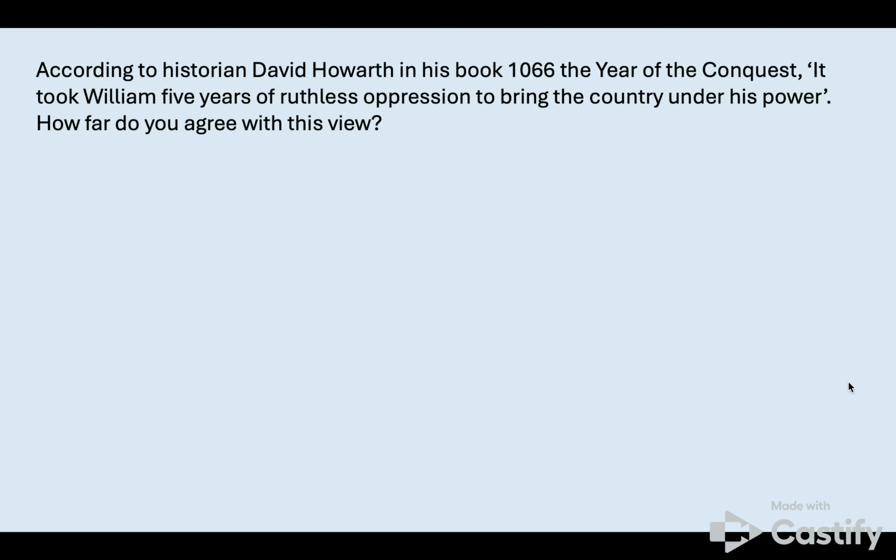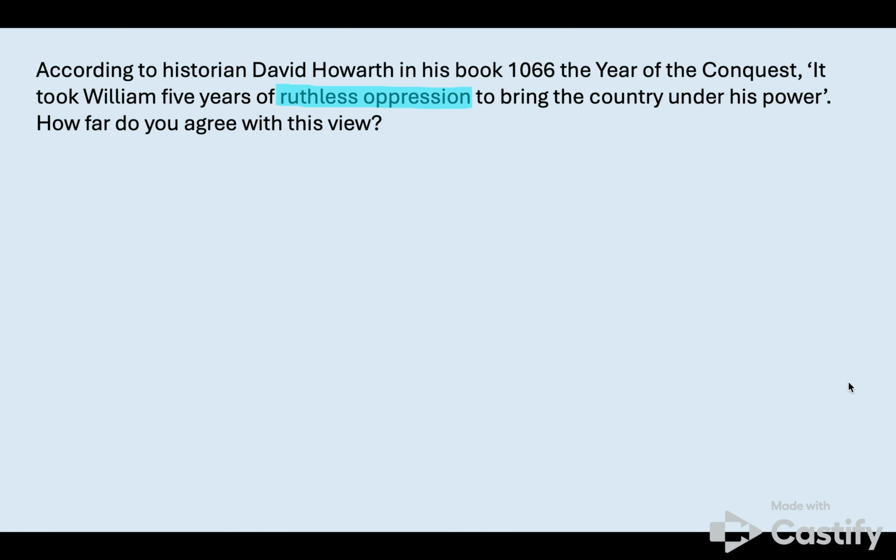It took William 5 years of ruthless oppression to bring the country under his control. So let's just read the statement again. It took William 5 years of ruthless oppression to bring the country under his power. So this question is all about basically, how did William get power? How did William get control?